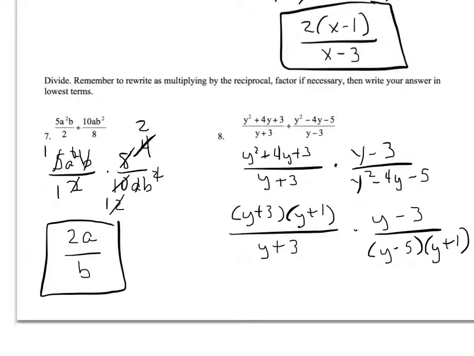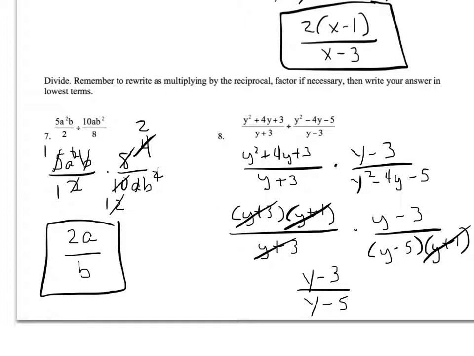And now that everything is factored, I simply look for what I can reduce and simplify. Remember, it has to match exactly if you see plus signs or minus signs. So this y plus 3 on top will take out the y plus 3 on bottom. I have a y plus 1 on top that will take out a y plus 1 on bottom. And what I am left with is y minus 3 on top over y minus 5 on bottom.